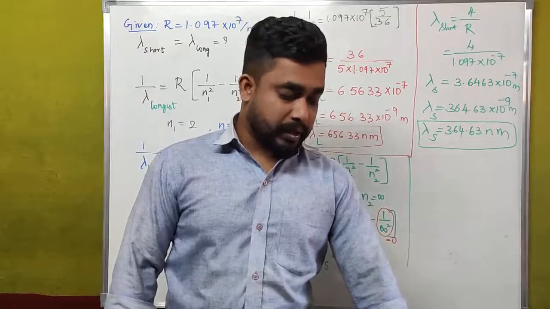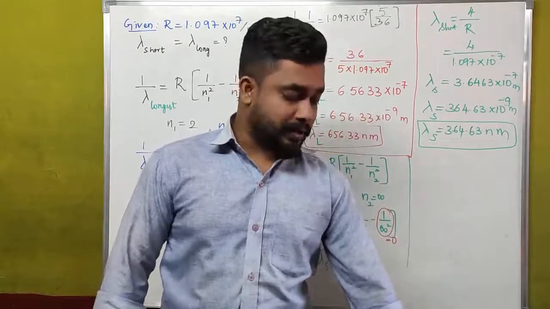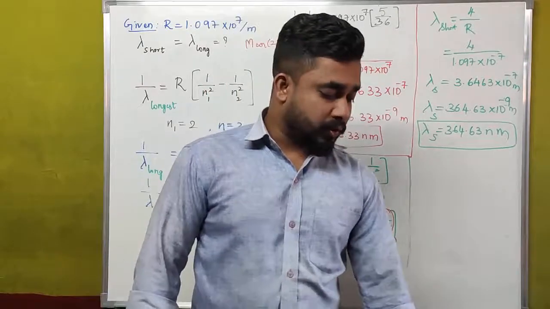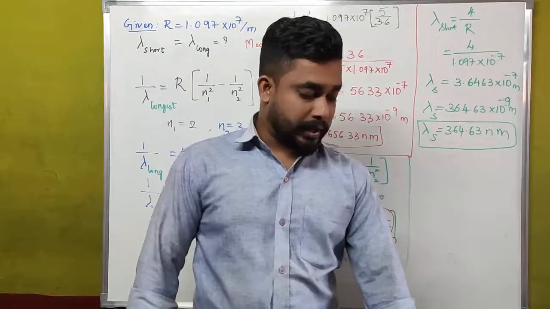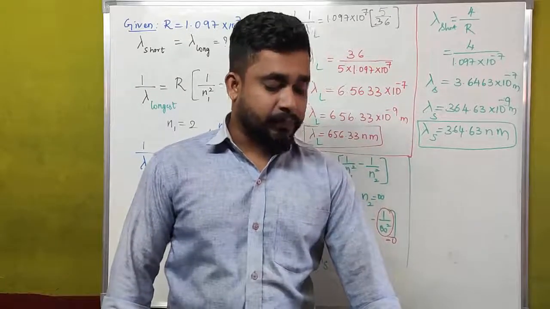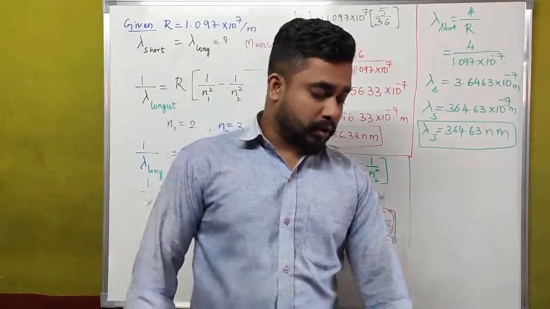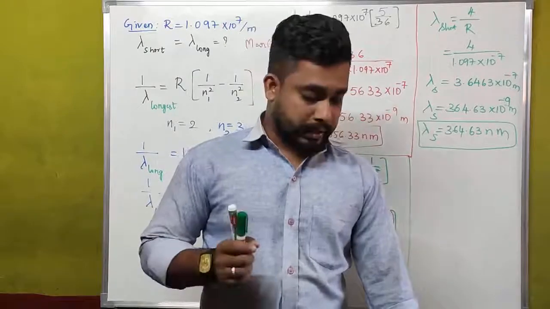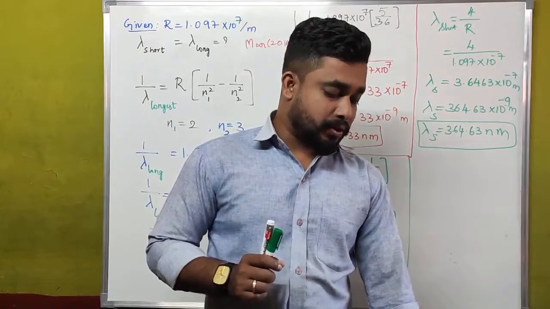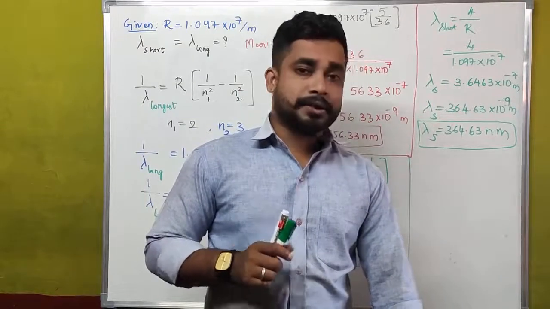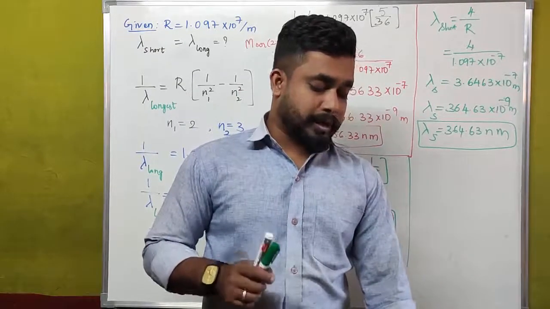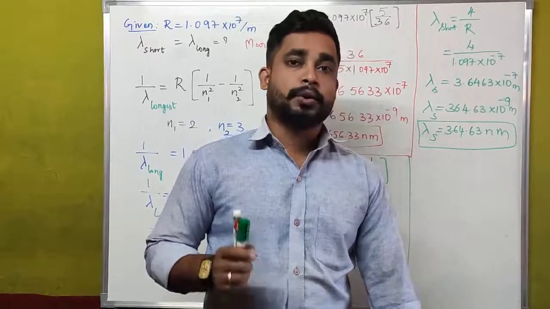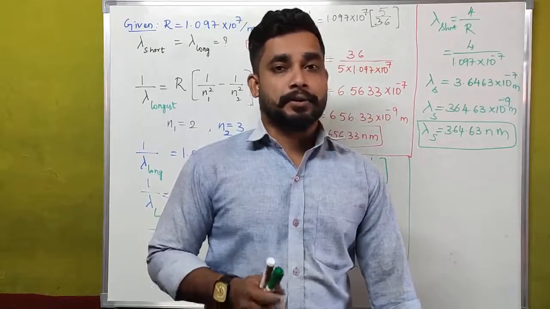Calculate the threshold frequency of photo emission of electrons, and also the work function of the metal, in electron volts. Given Planck's constant h is equal to 6.625 × 10^-34 joule second, and mass of the electron is equal to 9.1 × 10^-31 kg.